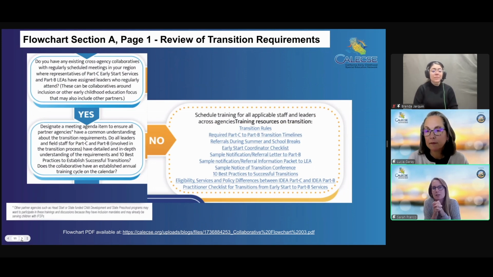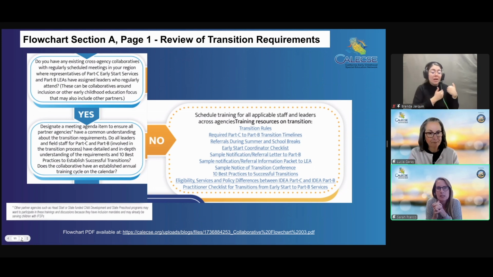Again, reviewing the transition requirements. We all know how important transition is, and timelines are so crucial. So reviewing the requirements is really important to establish who is responsible for which piece, both on the LEA side and the regional center side.